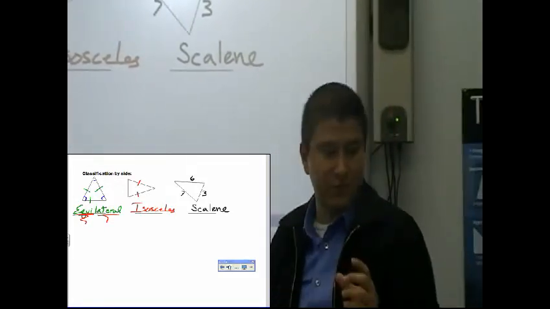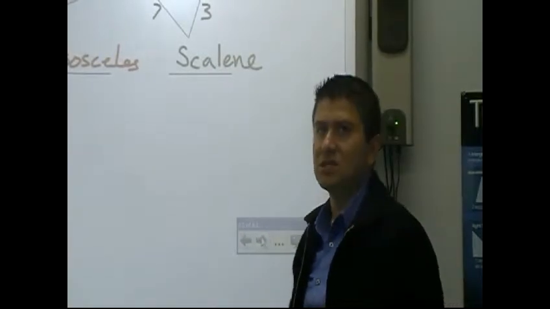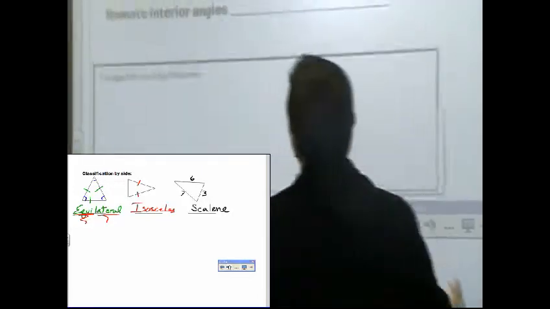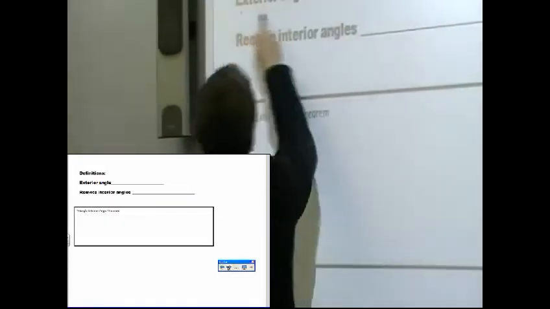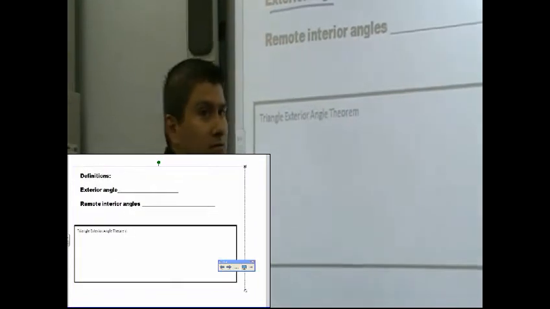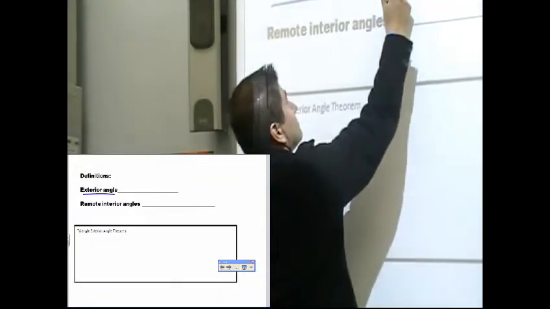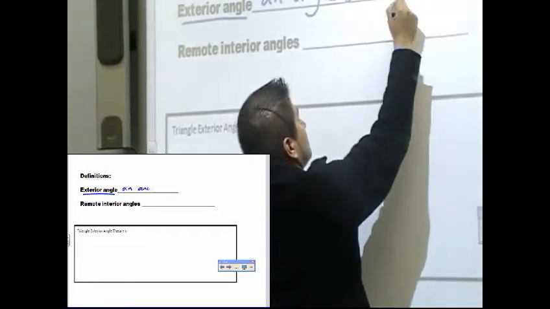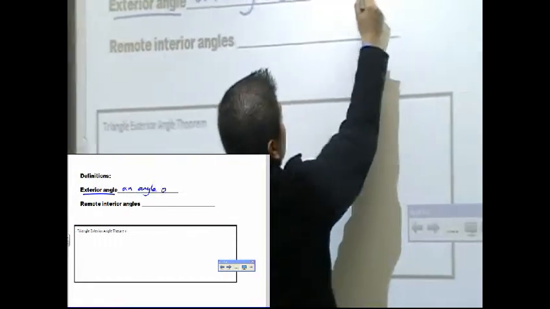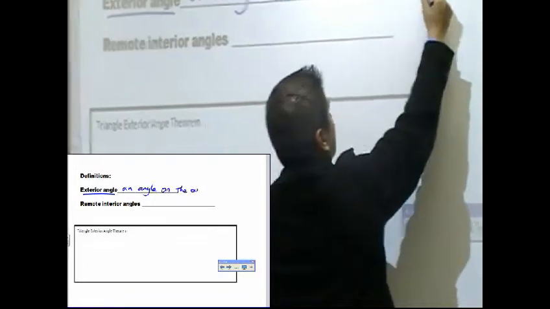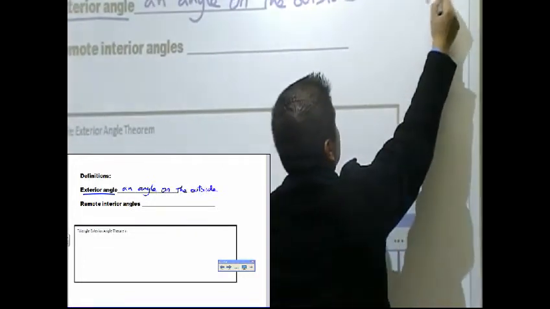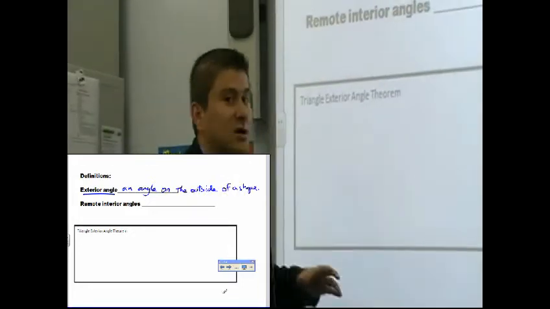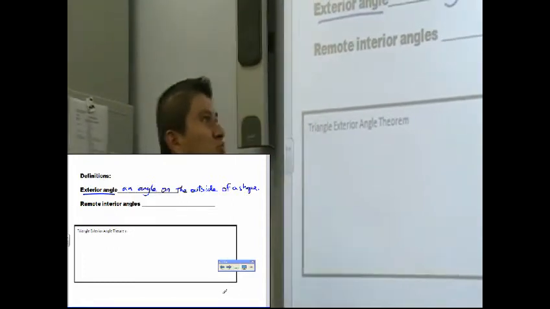Then we have one little piece of information at the bottom of the notes, getting to the end. Definitions. I'm going to make this bigger. An exterior angle. What is an exterior angle? It is an angle on the outside of a shape, or in this case, a polygon. Again, that's not the official geometry definition. That's just Giraldi's simplified version.